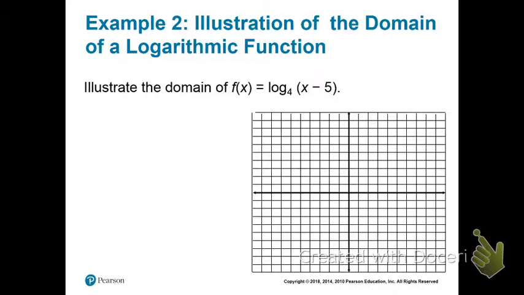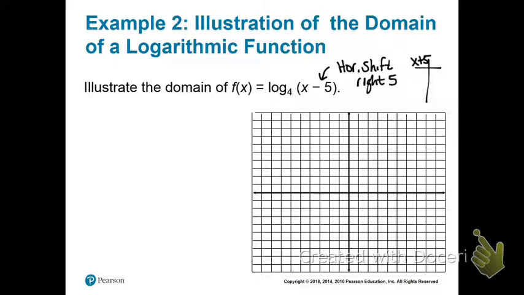All right, and in example 2, it wanted us to illustrate this. So I want to use some transformations here. First thing, let's look at the function. It says we're looking for log base 4 of x minus 5. That x minus 5 is a horizontal shift right 5. And so remember, if we were doing our table, that means we would take all these x's and we would add 5 to them.